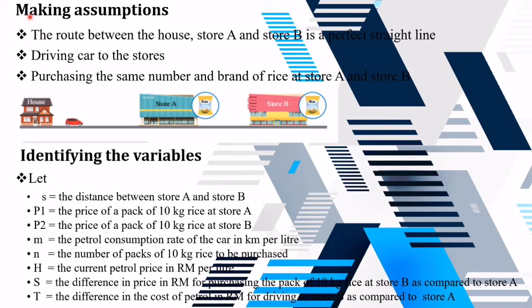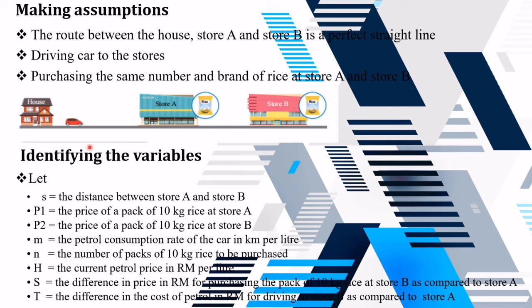Second, we need to make some assumptions. We assume that the route between the house, store A and store B is a perfect straight line. The person who needs to buy a pack of 10 kg rice drives a car to the store and purchases the same number and brand of rice at store A and store B.